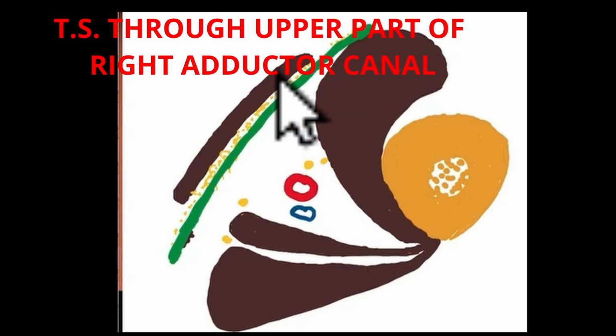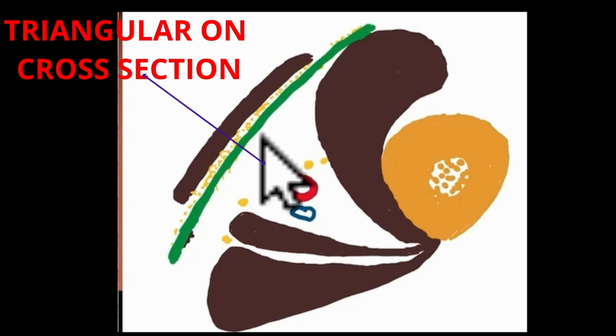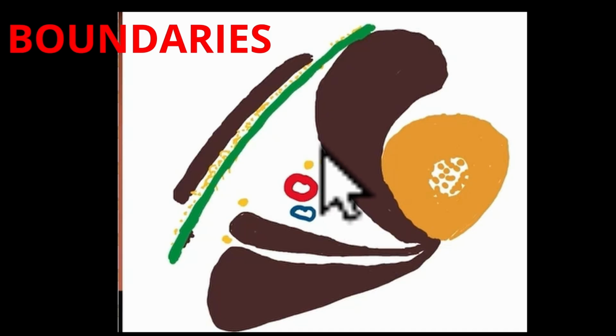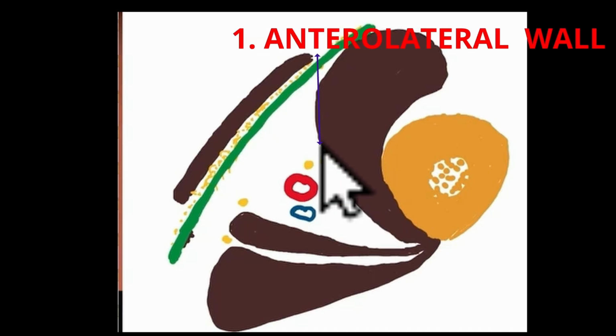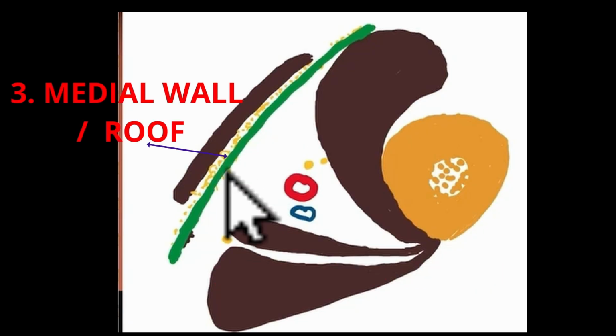This is a cross-cut section at the level of the upper part of adductor canal. This is femur. This is adductor canal. Adductor canal is triangular in shape in cross-cut section and it has three boundaries. This is the anterolateral boundary. This is the posteromedial boundary. And this is the medial boundary or roof of adductor canal.